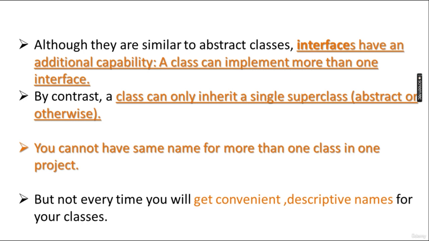For example, one of your classes is describing an animal, an elephant animal, and another class is also describing an animal, and you are unable to give two different classes separate descriptive names. So for that purpose, you can create separate packages, and in those separate packages you can give the same names to those classes.